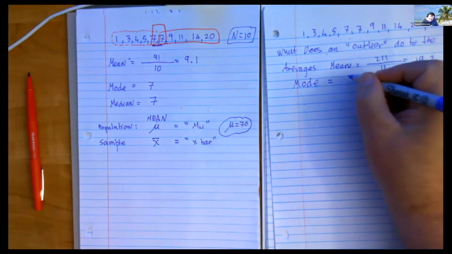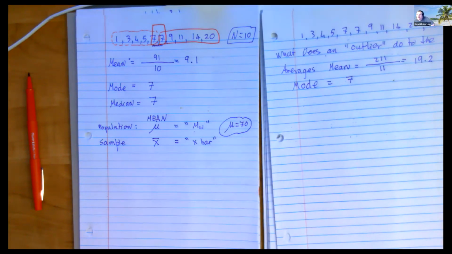Yeah. So does the mode get affected by an outlier? No. Does the mean get affected by an outlier? Yep. Big outliers make the mean a lot bigger. Small outliers can make the mean much smaller than it should be.